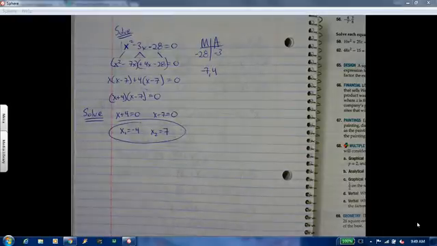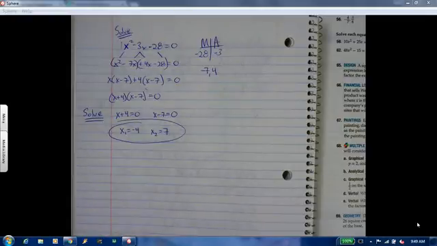Okay. So where would this graph cross the x-axis? Hang on to your question. Negative 4 and 7. What are the roots? What are the zeros? What are the solutions? What are the x-intercepts? Negative 4 and 7.